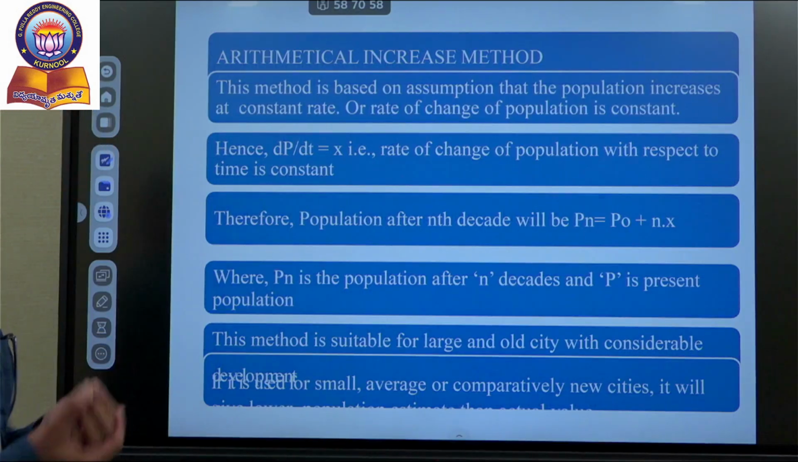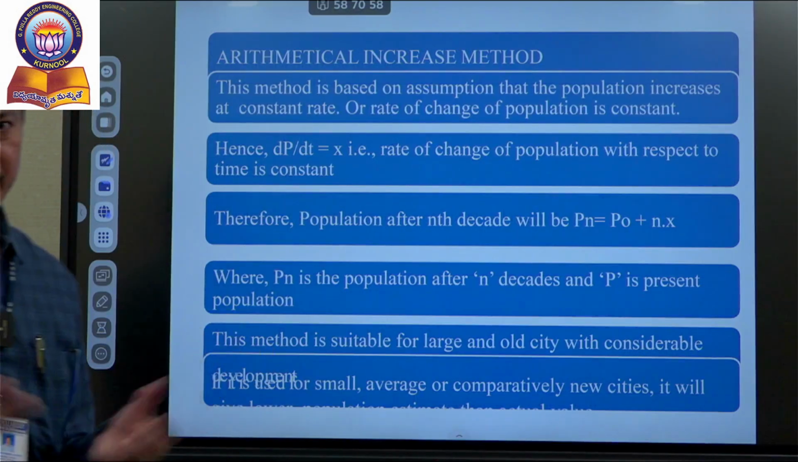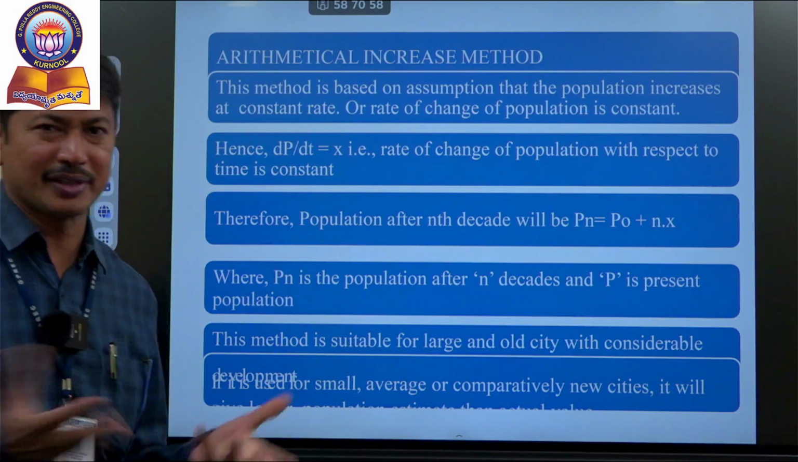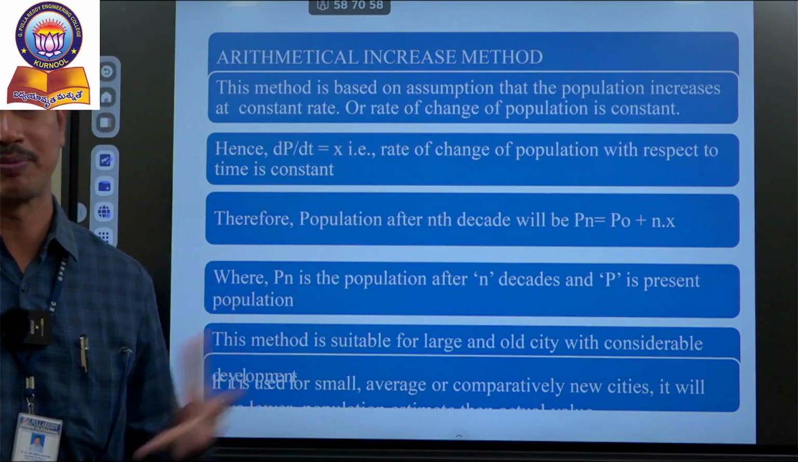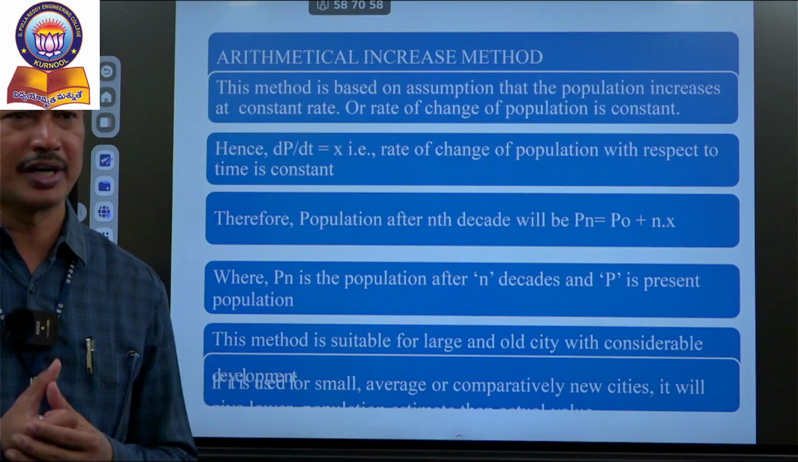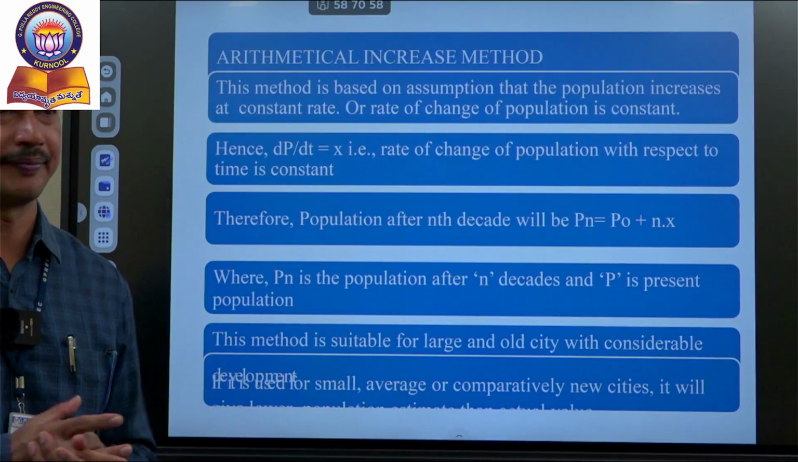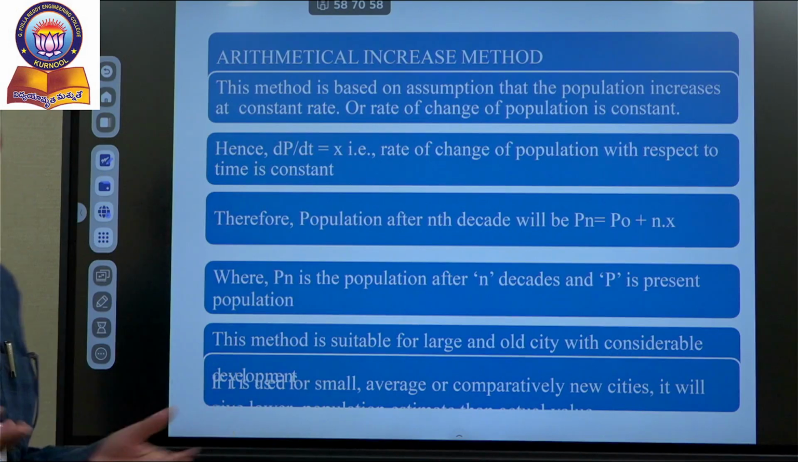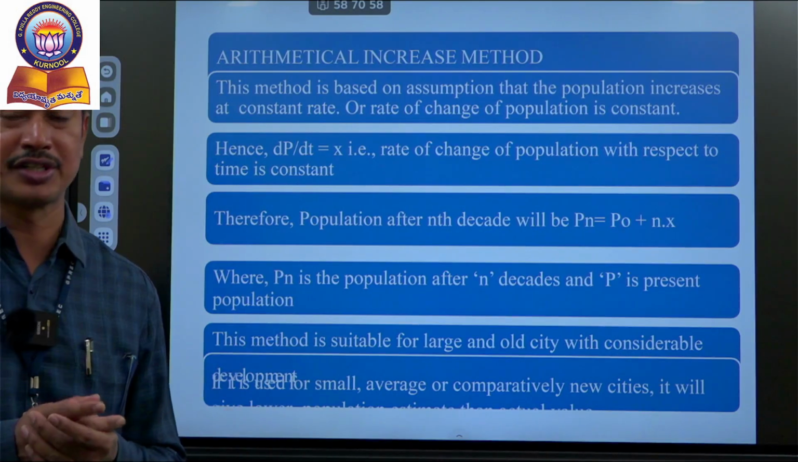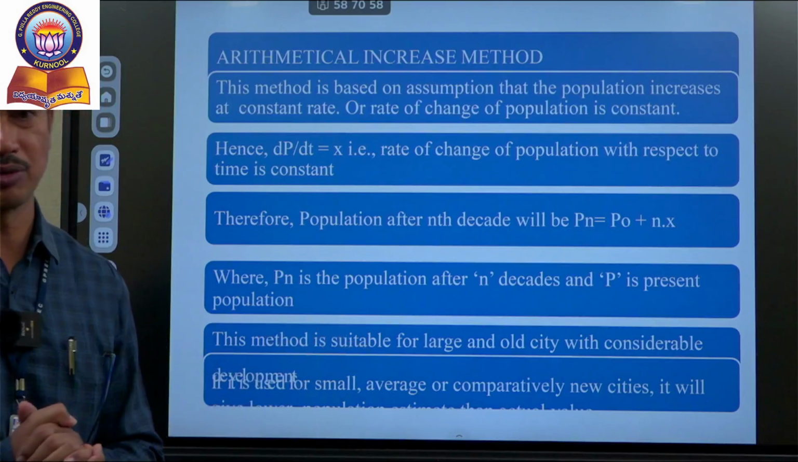This is the arithmetic increase method. This is a very old method, and very simple. In this method, the increase in population from decade to decade is assumed to be constant. This method is most suitable for old, already established cities.